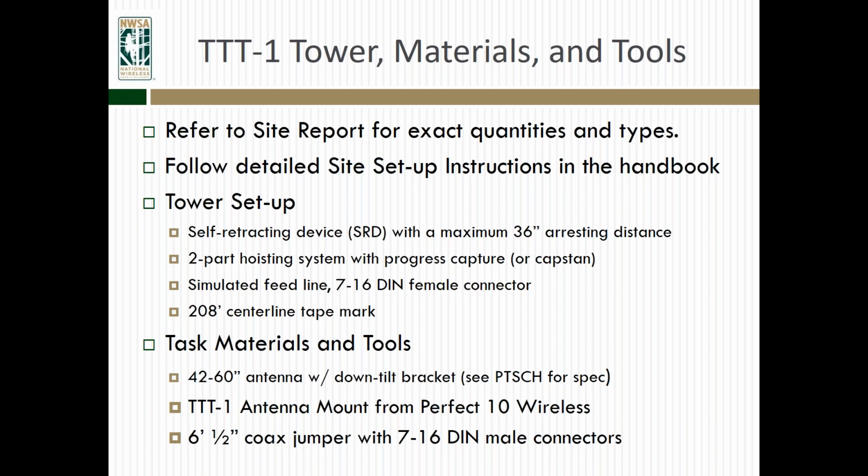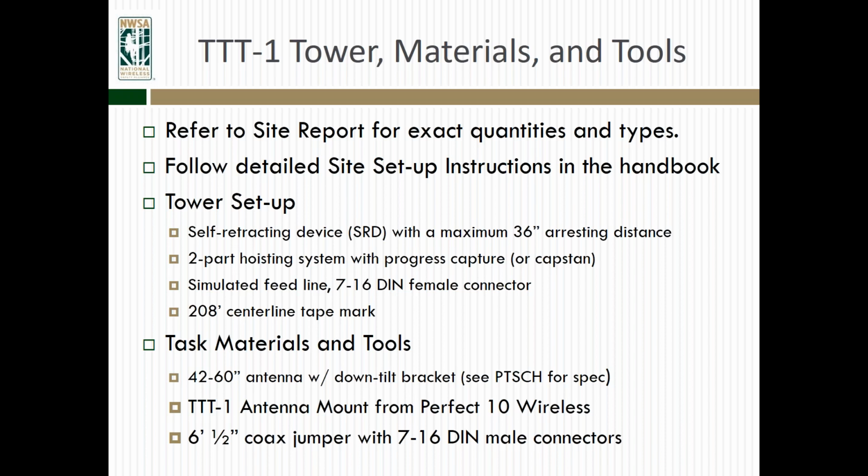You will install a simulated feed line, basically just a simulation of a hard line on the tower. That can be 1/2 inch, 1 5/8 inch, doesn't really matter as long as it's got a 7/16 female connector at the top to make the jumper connection. And then at 8 feet, you're going to mark the leg of the tower that the antenna will be installed on with a piece of tape so that the center line is easily identified, and label it as 208 feet. Again, we're simulating these activities at a height, so marking it at 208 reminds the candidate that they are at a higher elevation.